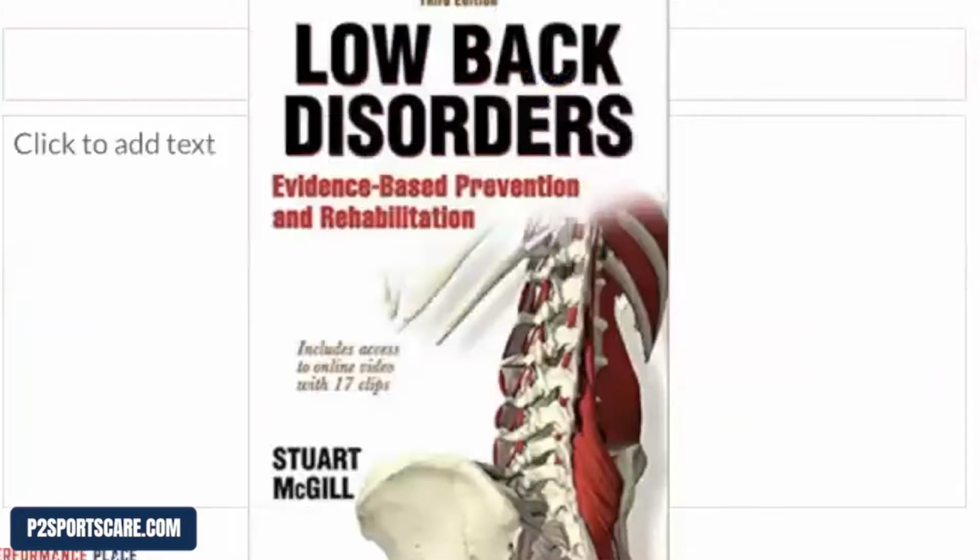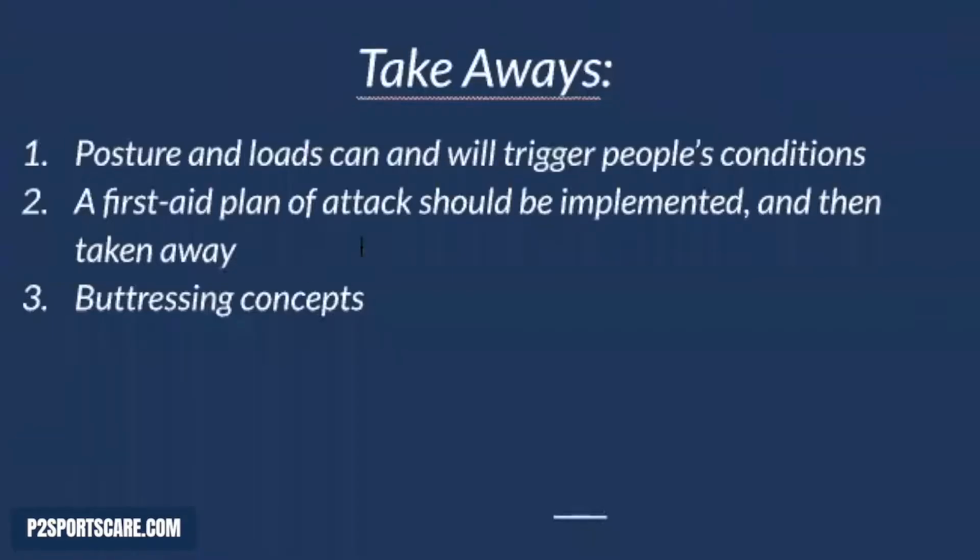especially when I was trying to figure out their pain-triggering activities. The rough takeaway that I had from McGill's work, at least on low back disorders, was that postures and loads can and will trigger people's conditions if they're important at that time. And by the way, I don't think postures and loads are always important for people's conditions. A lot of times I find that they are.